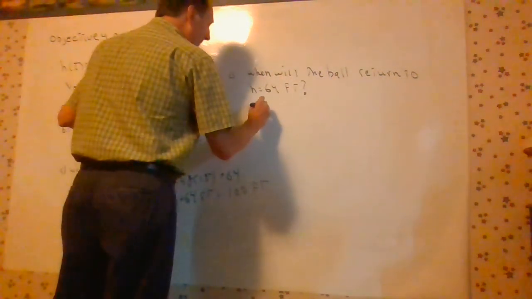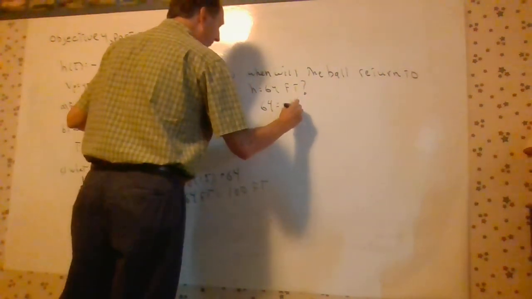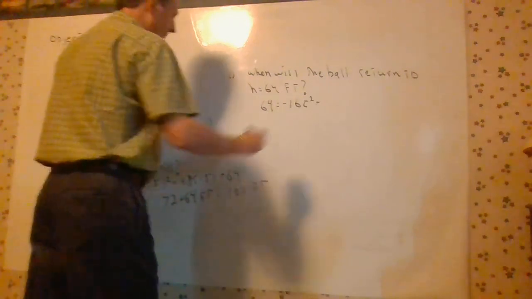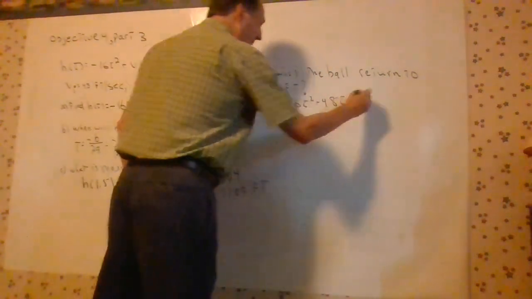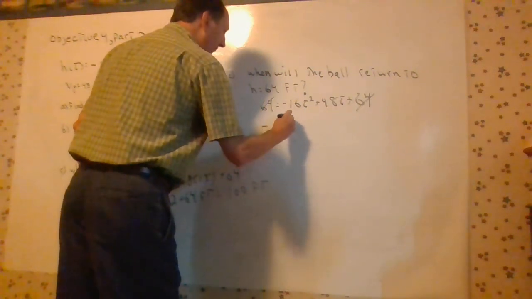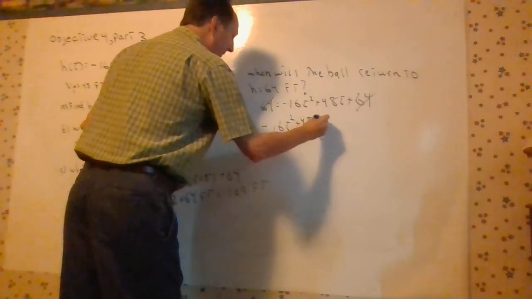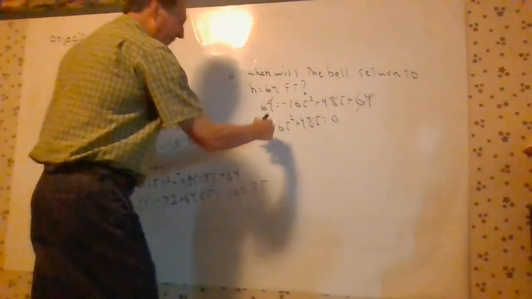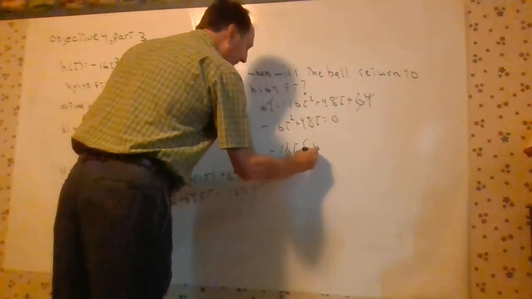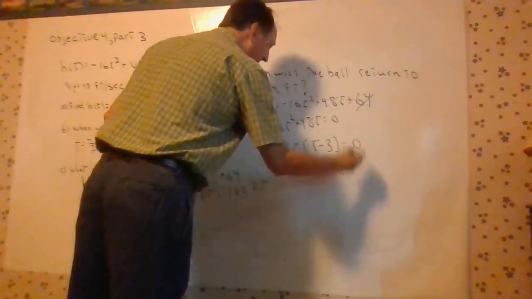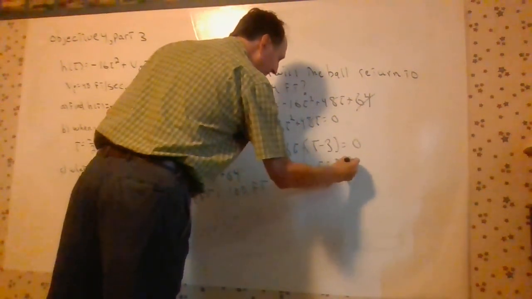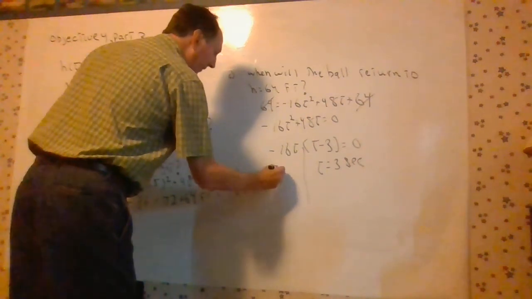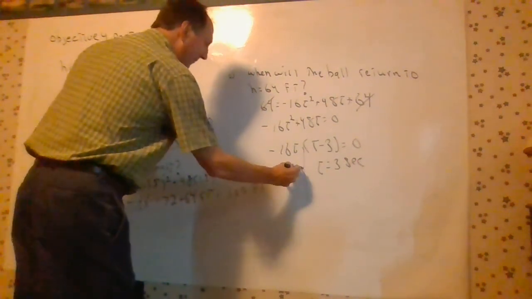We can take 64, set it equal to negative 16t squared plus 48t plus 64. And you can cancel these terms out, and we just have negative 16t squared plus 48t equals 0. And then you can factor negative 16t out, and we have t minus 3 equals 0. Okay, this factor gives us t equals 3 seconds, and this factor gives us t equals 0 seconds.